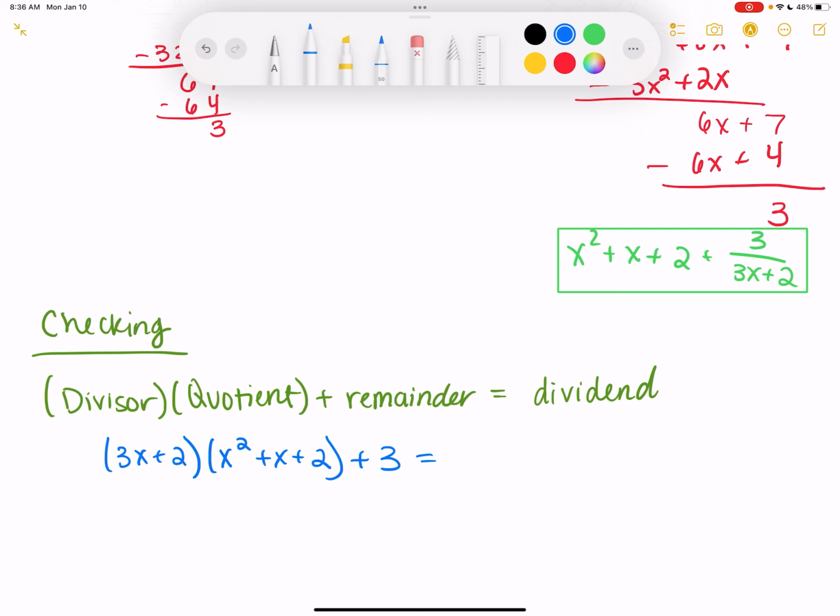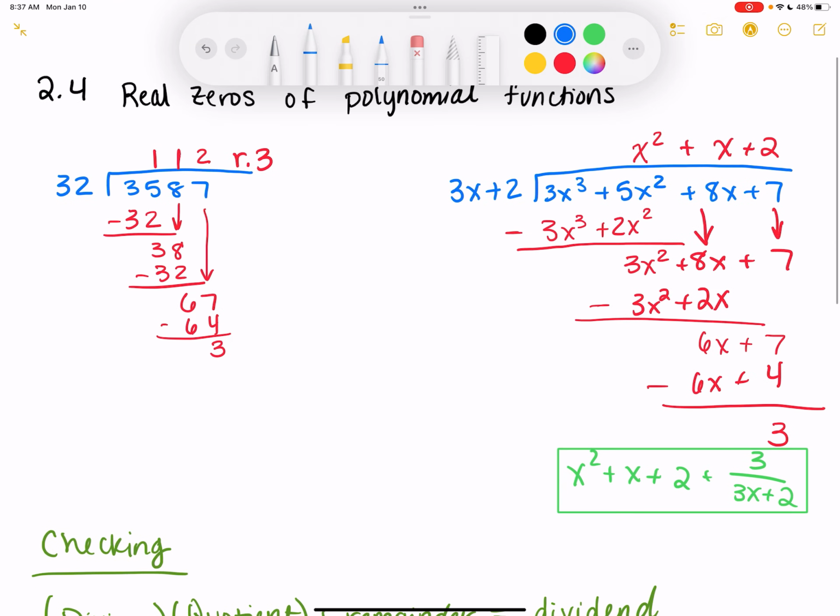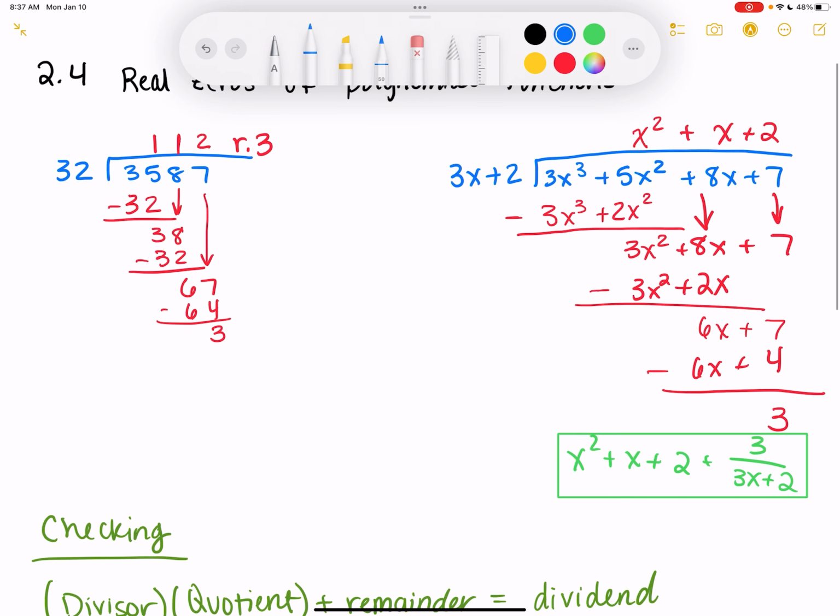So we're going to superfoil this. So that gives us 3x cubed plus 3x squared plus 6x plus 2x squared plus 2x plus 4, and then add the 3 at the end. Then this is going to simplify to 3x cubed plus 5x squared plus 8x plus 7. And that should be what we started with underneath up there.